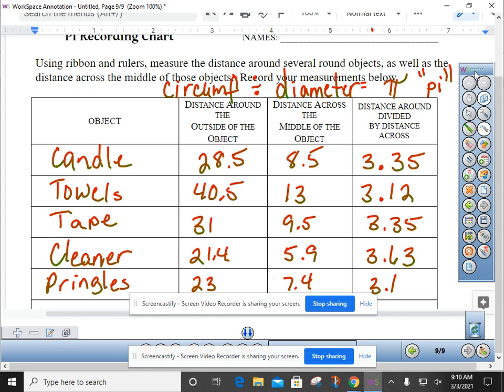You've heard about pi for a long time, you've just never done it. So you just measured all these objects and look what you got. Pi. That's pretty cool, right? I love that. I think that's pretty cool.